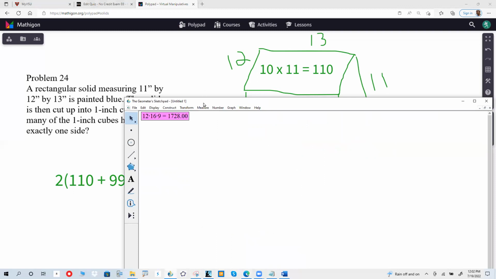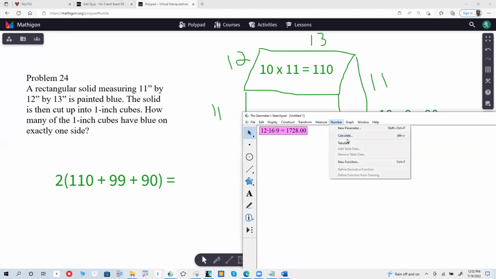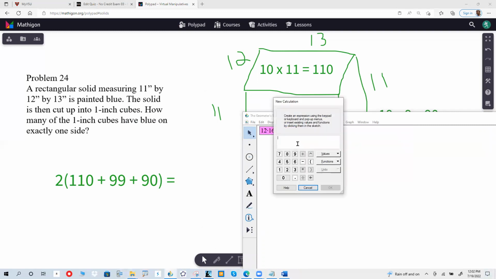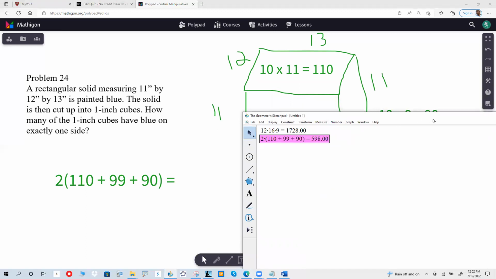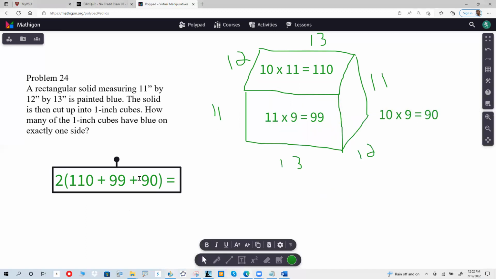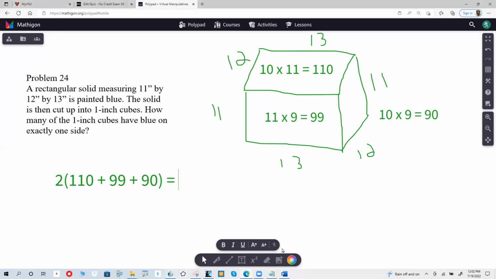So my final answer, why did I multiply it by 2, guys? I only took one face into account, but I really should be getting both faces. And this is a difficult problem, guys. You really want to understand what's going on. I'm getting 598. I'm going to write 598 right here. Done.